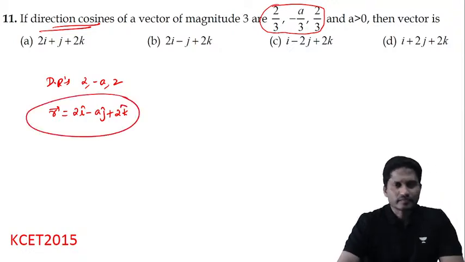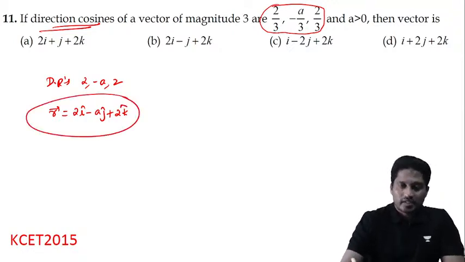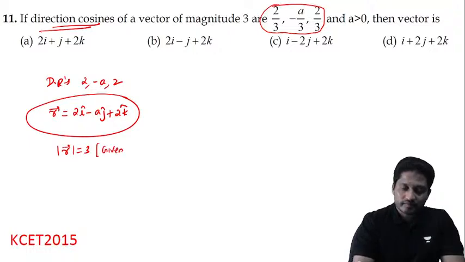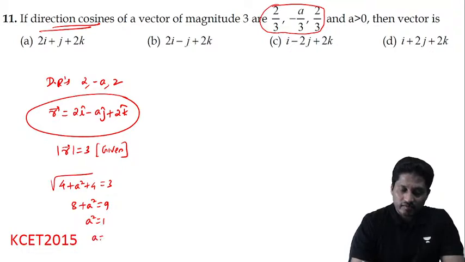Vector r is given according to the question, magnitude 3, right? Modulus of r is equal to 3. This condition is given in the problem. Modulus of r is root of 4 plus a square plus 4 is equal to 3. If I square on both sides, 8 plus a square is equal to 9. A square is equal to 1. Then a is equal to 1.